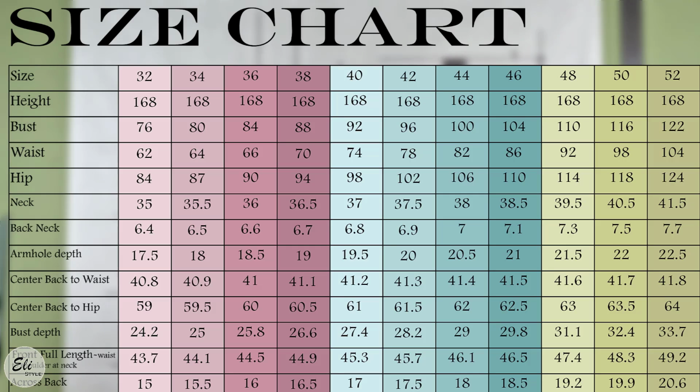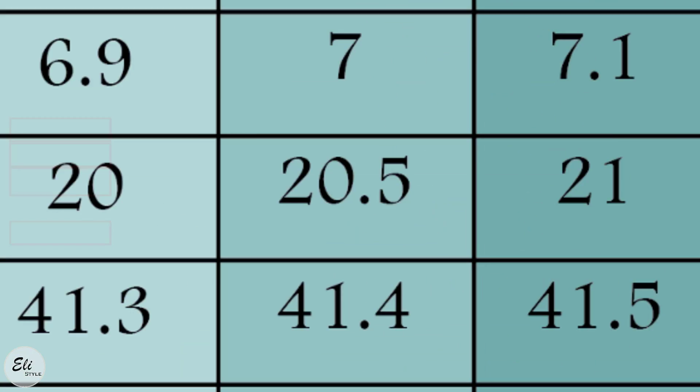So, which size measurements should you use? The key measurements for drafting a bodice pattern are bust, waist, hip, and back neck width. Some measurements are determined by formulas, while others are based on individual measurements that are used during pattern drafting.